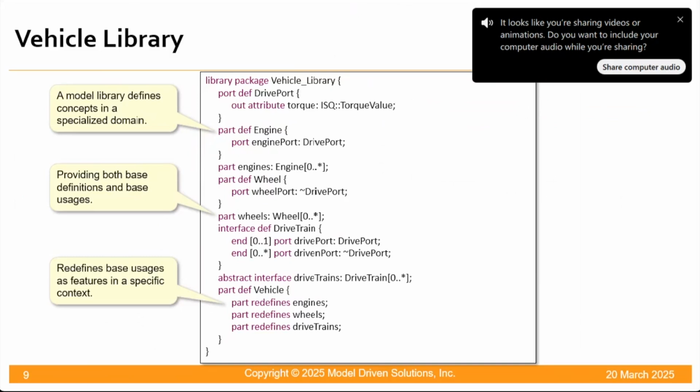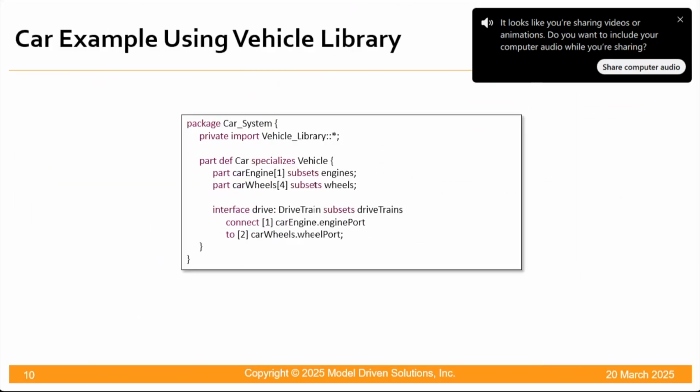Oh, there's another one. I just said that. So this is now the car example re-expressed using the vehicle library, which basically means I just have left here the definition of the car. It specializes the vehicle. It has one engine, which subsets. Actually, that probably should be a redefines. Actually, it depends if you want to extend this further. Let's say it's subsets engines. 4 wheels, which subsets the general concept of wheels. And then a drivetrain here, which is a subset of the drivetrains that you get from vehicle.